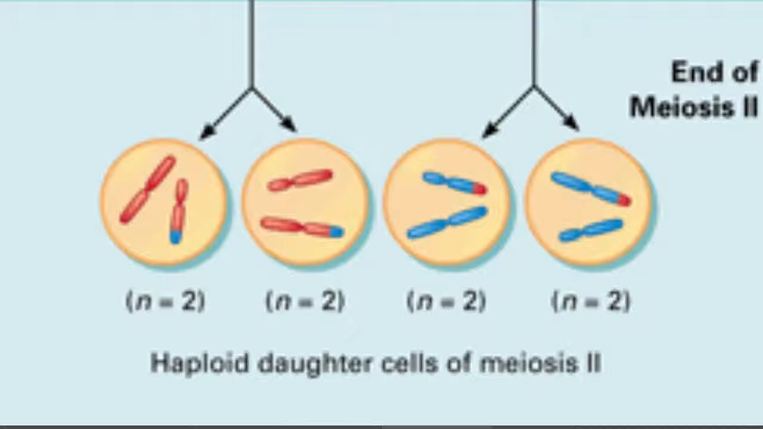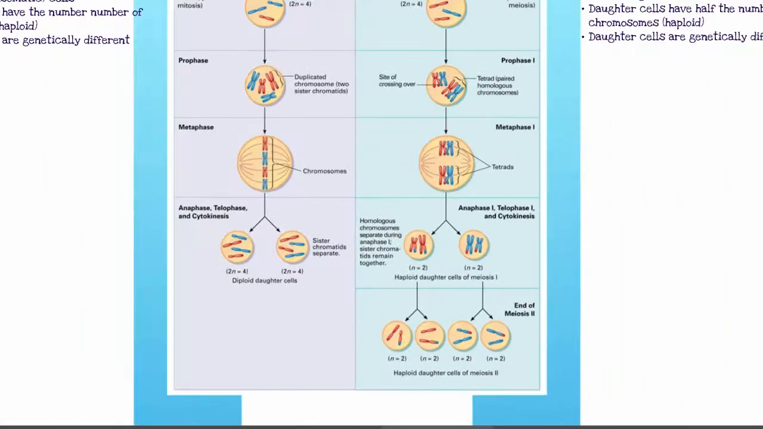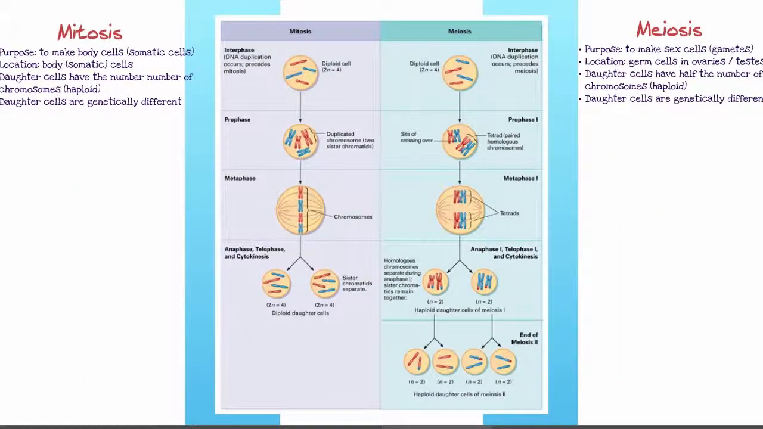So, key things here, these cells are genetically different. They have half the number of chromosomes, or they're haploid. And meiosis occurs in a special group of cells called our germ cells. And depending on whether you're male or female, they're either found in your testes, your testicles, or in the ovaries. So those are the 2 types of divisions, mitosis and meiosis.